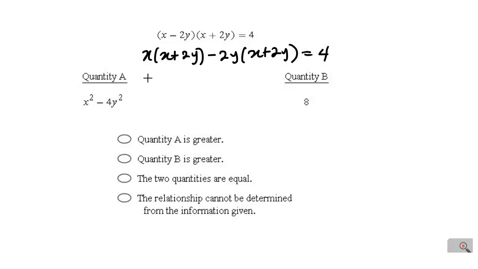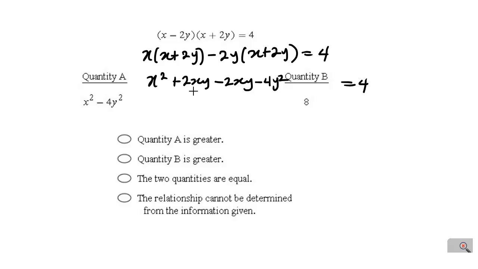So x times x will give us x squared, x times 2y, that's plus 2 what, xy. Then minus 2y times x, that's minus 2 what, xy. Then minus 2y times 2y, that is minus 4y squared, right? Everything is equal to 4.